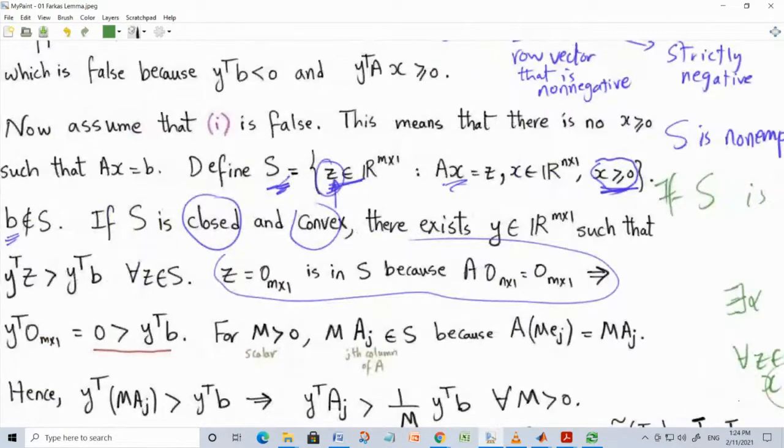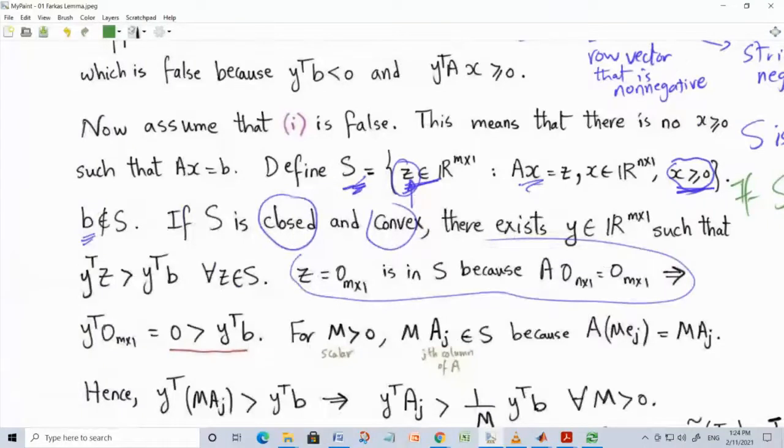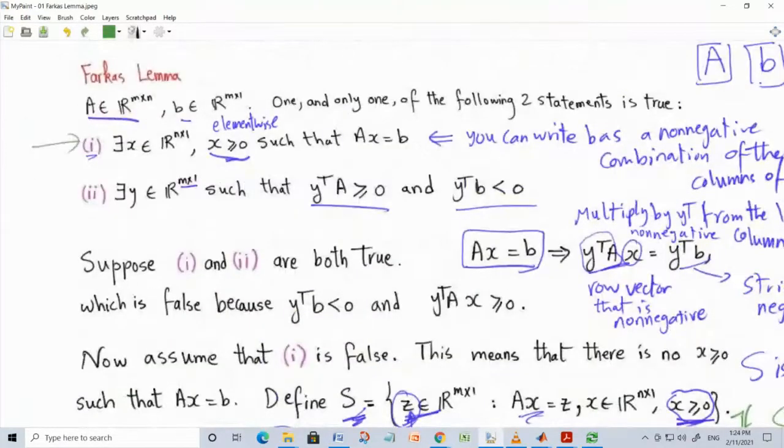So S is non-empty, this is easy to check, and it is also easy to check that S is convex. What remains is to show that S is closed. Take this for granted for now. If S is closed and convex, then we have this vector Y such that Y transpose Z is greater than Y transpose B for every Z in S, because we are assuming that B is not in S, that is, that the first statement is not true. Our objective is to show that if the first statement is not true, the second statement must be true.